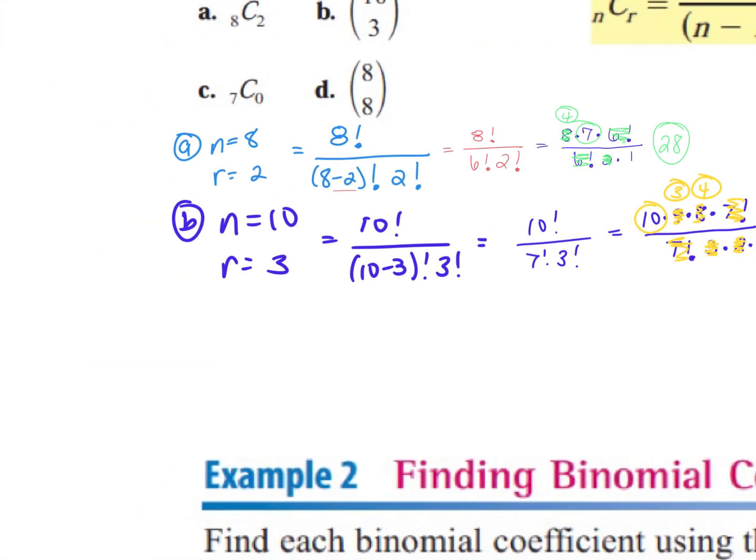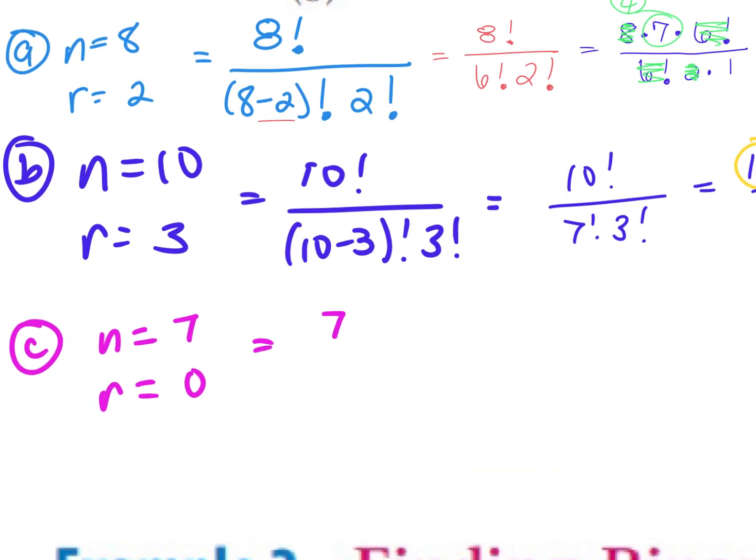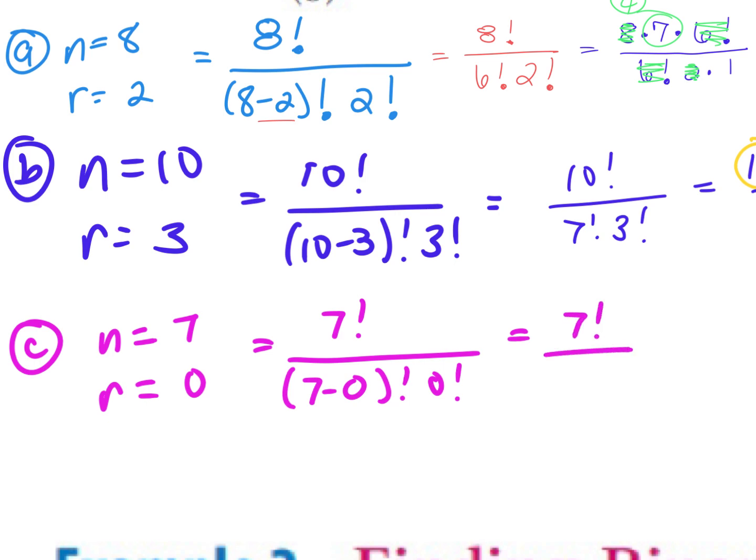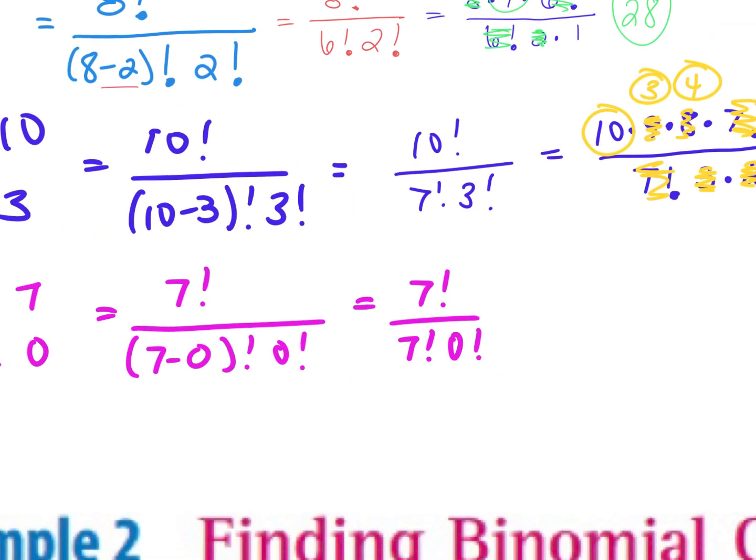All right, let's look at C and D. Specifically wanted to do these two just so you guys see what could possibly happen here. What's my N value for C? 7. And what's R? Okay. So set it up. 7 factorial over 7 minus 0 factorial times 0 factorial. Simplify. 7 factorial over, what's 7 minus 0? 7, okay. What do you notice?